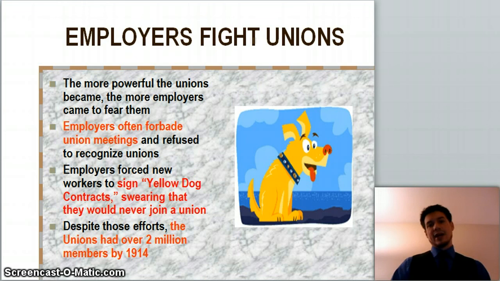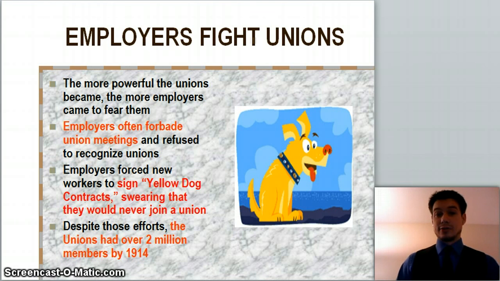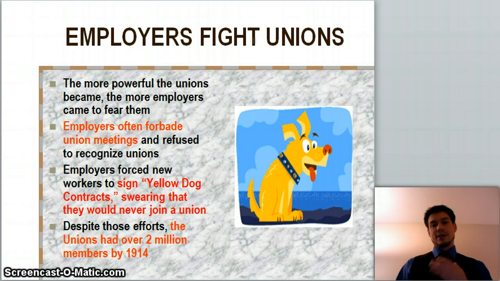And because of this, we have employers that fight unions. Employers often forbade union meetings and refused to recognize unions, and employers forced workers to sign yellow dog contracts. These yellow dog contracts basically said they swear they would never join a union. And of course, despite those efforts, the unions had over 2 million members by 1914.